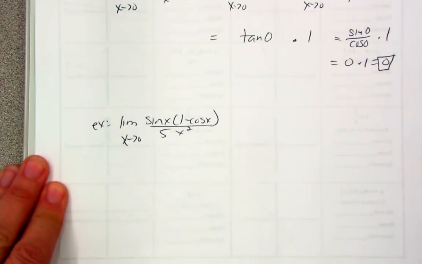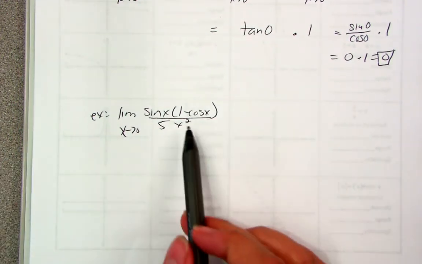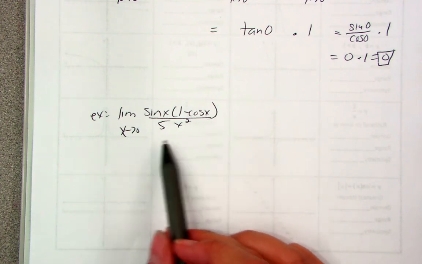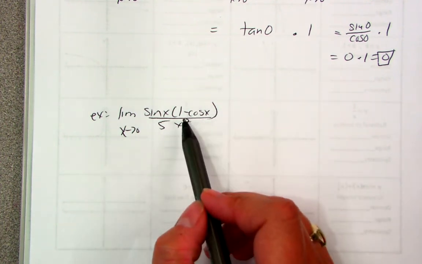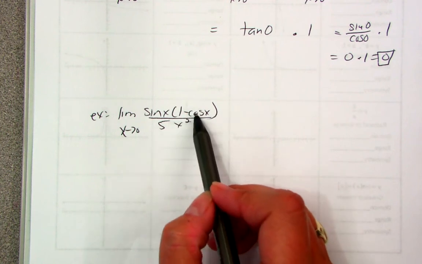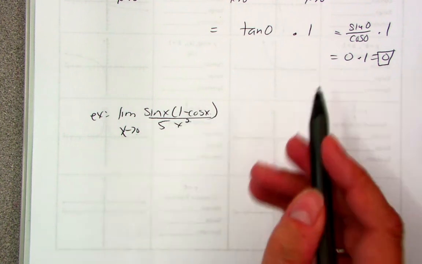I have two more examples. The limit of sine of x times the quantity of 1 minus cosine of x over 5x squared as x approaches 0. Well, this looks like that other identity. It's 1 minus cosine of x. I need it over x, and I need it approaching 0. So I've got everything there.